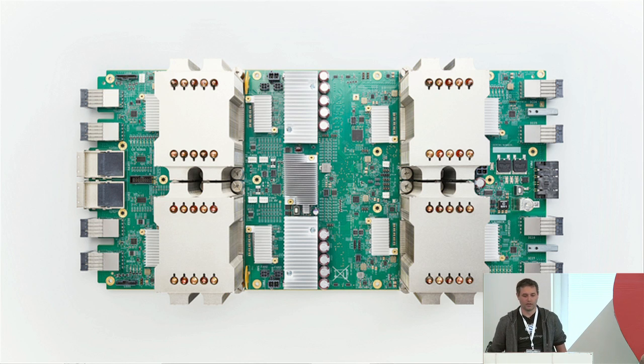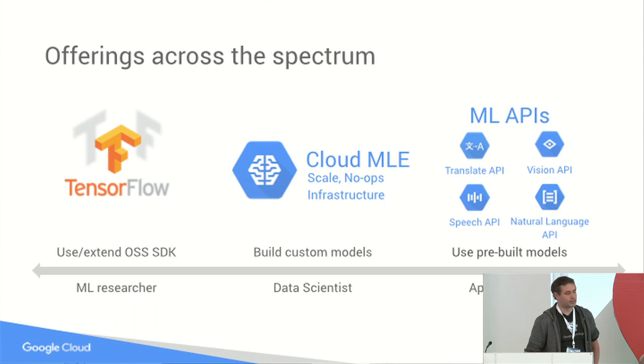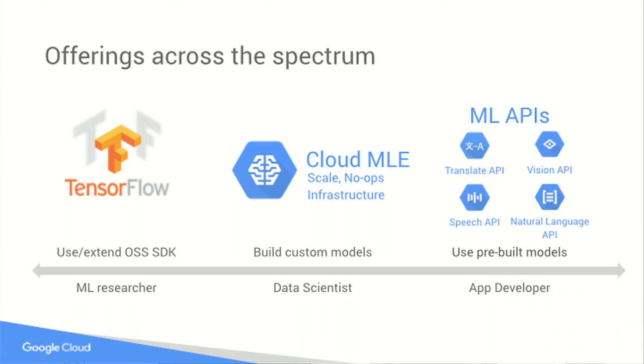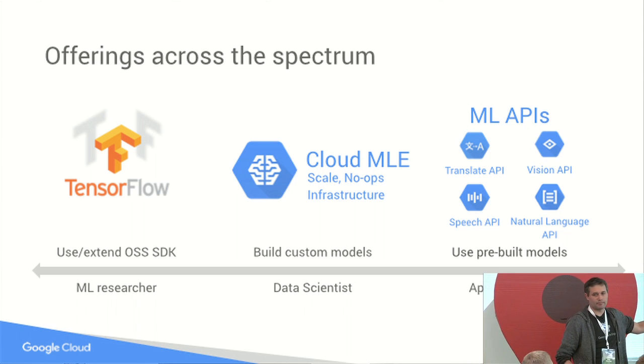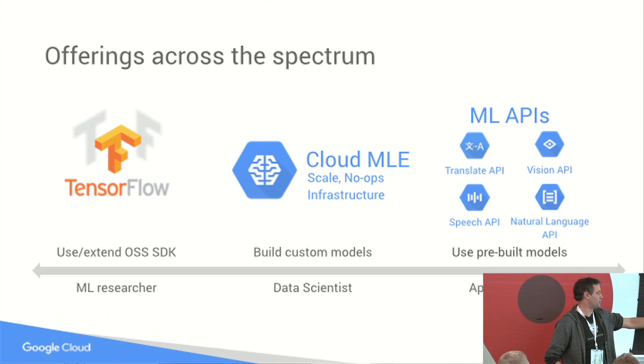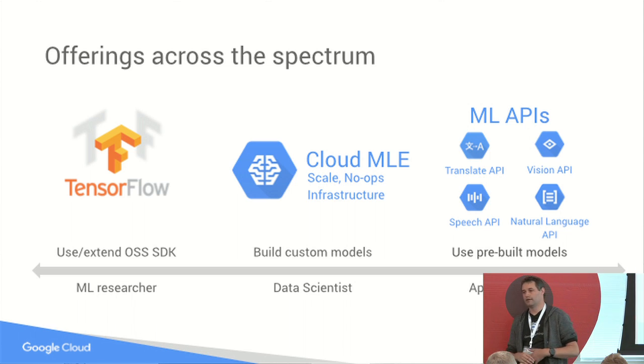So what does this really look like if you're using Google's machine learning offerings? There are basically 3 categories to know about. You can just go get the open source TensorFlow package and run it anywhere. By all means, do that. Publish great papers. This is aimed especially at the ML researcher.